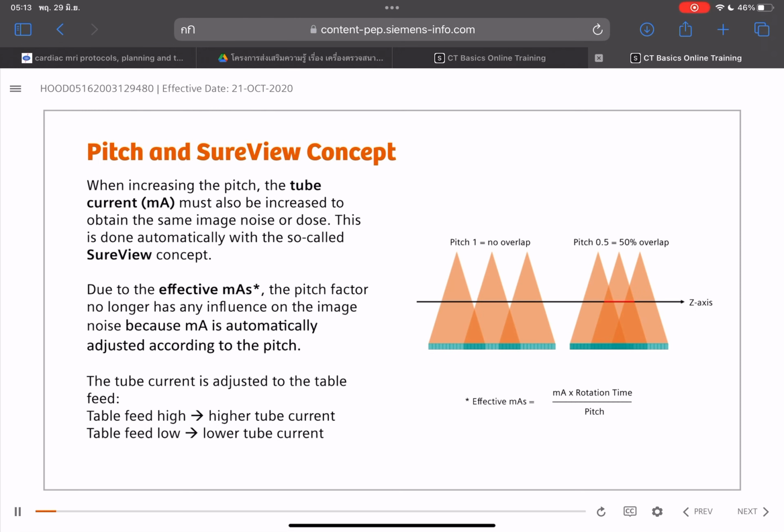When increasing the pitch, the tube current, that is, the mA value, must also be increased to obtain the same image noise or dose. This is done automatically with the so-called SureView concept. Due to the effective mAs, the pitch factor no longer has any influence on the image noise because mA is automatically adjusted according to the pitch. The tube current is adjusted to the table feed in the following way. When the table feed is high, higher tube current is applied. When the table feed is low, lower tube current is applied.